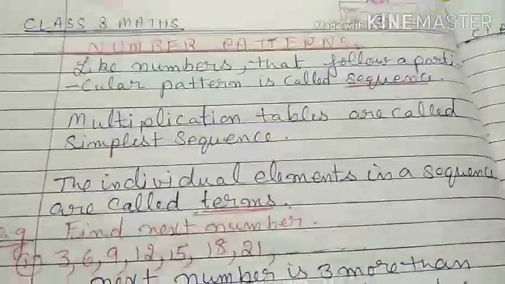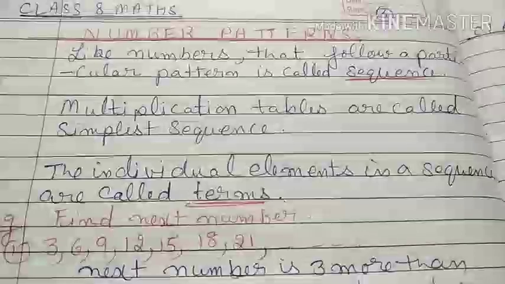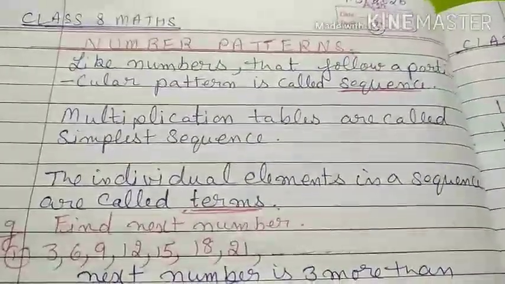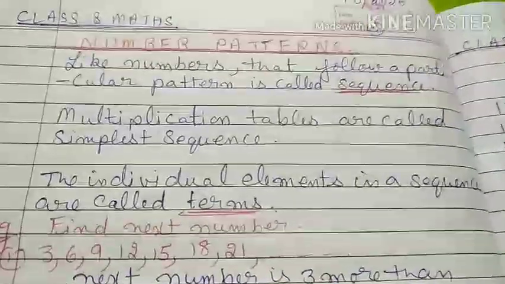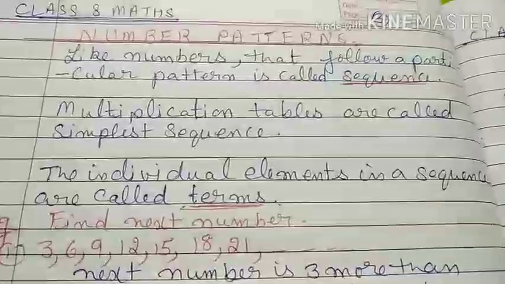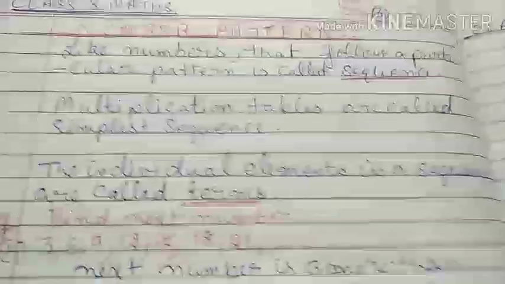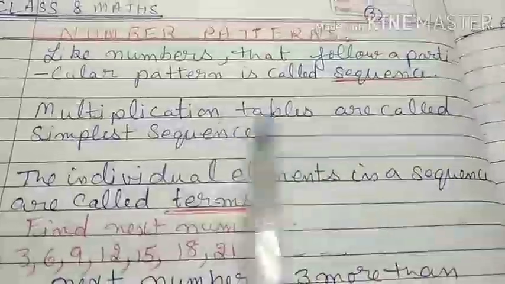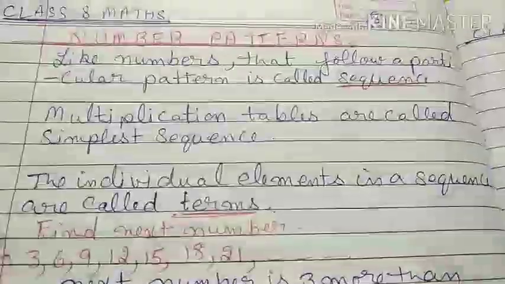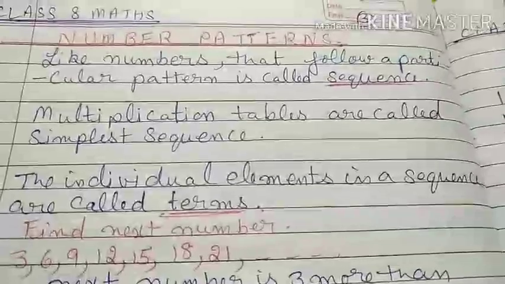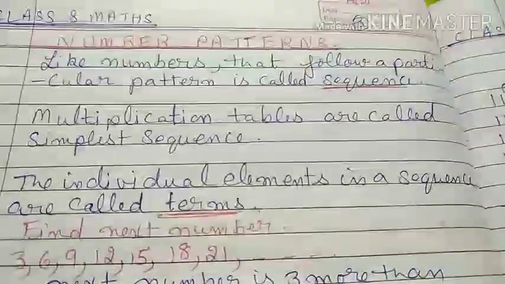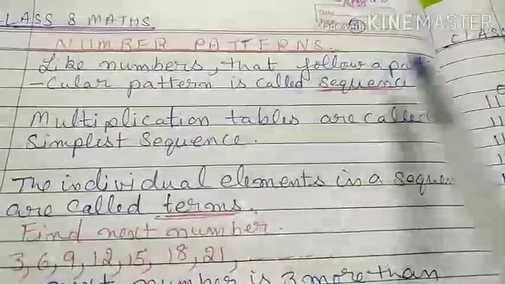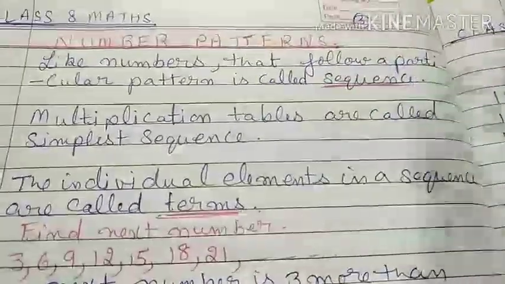Here in playing with numbers, we are discussing number patterns like Pascal's triangle and magic squares. What are number patterns? Numbers that are arranged according to some pattern or design, we call a sequence. Numbers that follow a particular pattern are called a sequence.